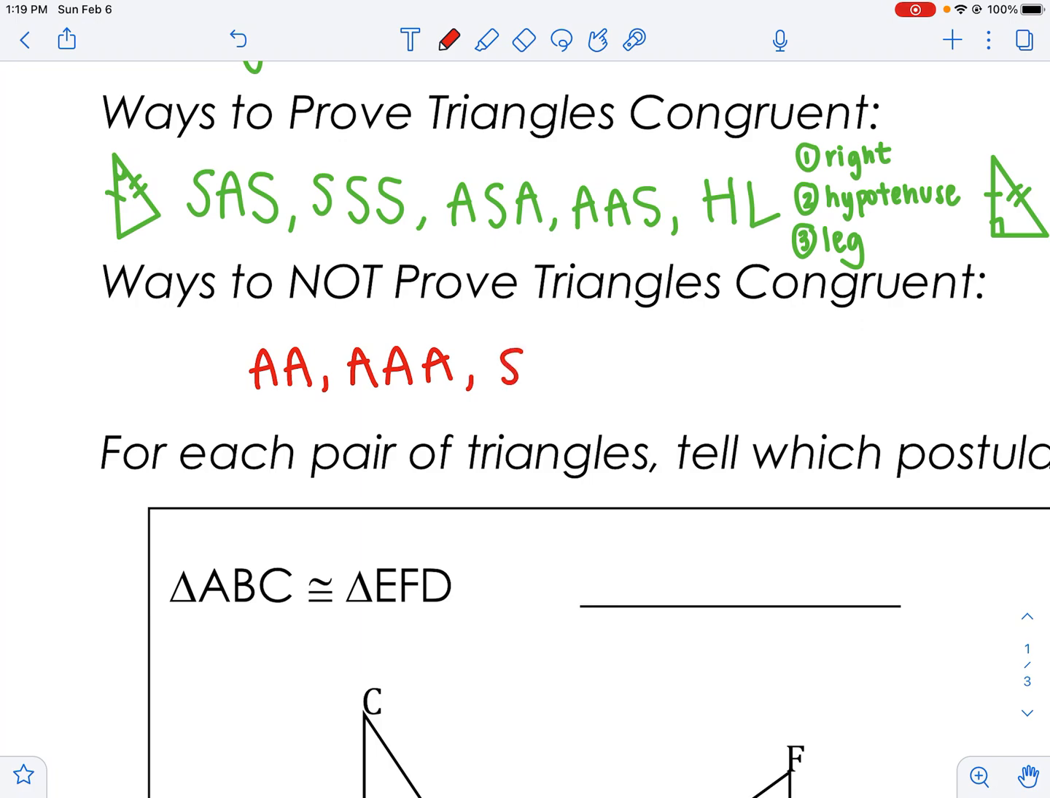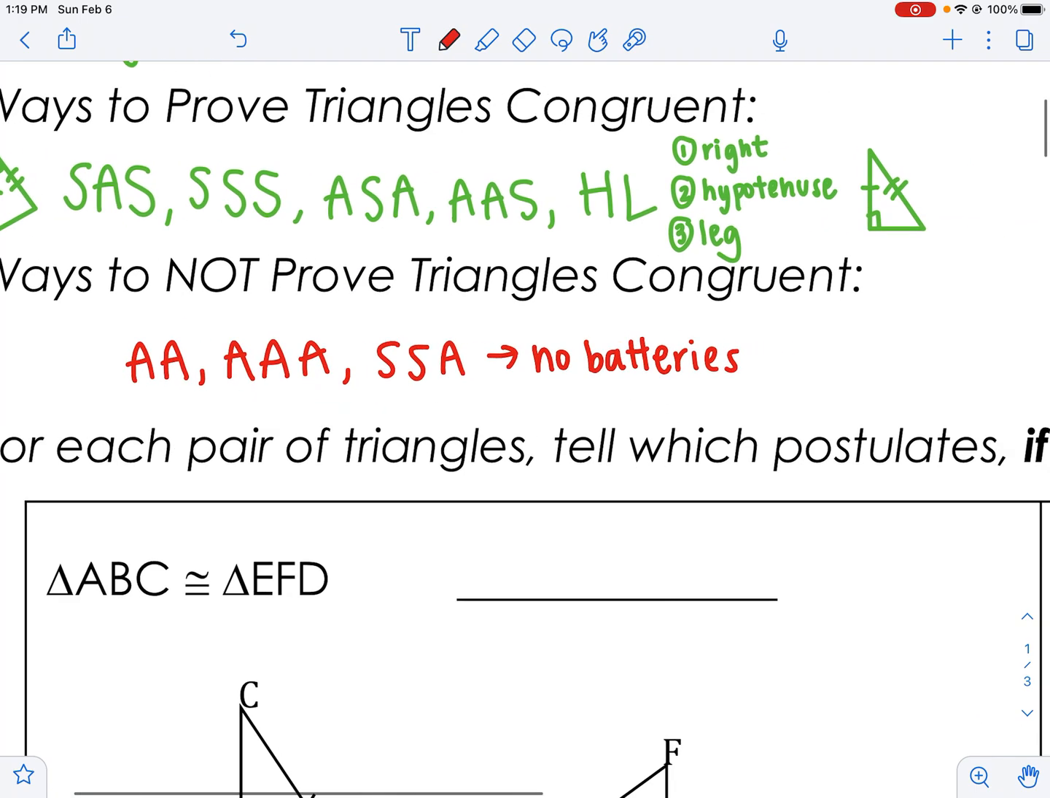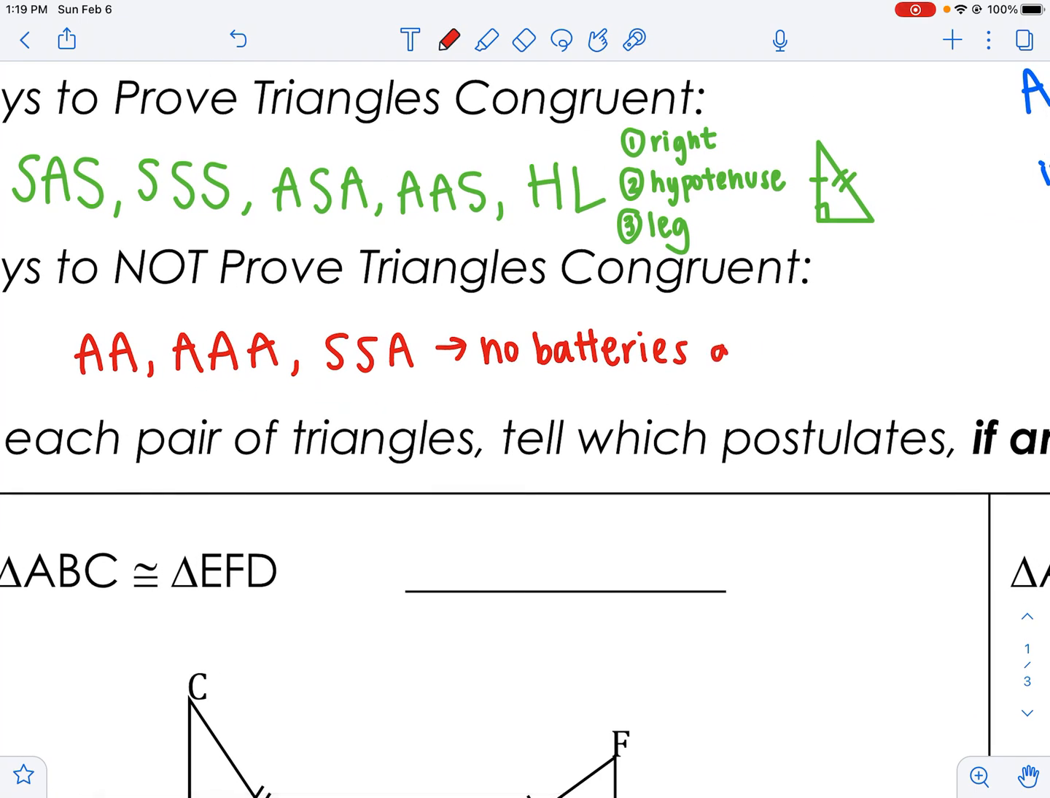And neither does side, side, angle. If you have two sets of ticks with an angle on the edge, that doesn't work. And our little phrase that we like to say in geometry is no batteries. So no double A's, no triple A's, and we also like to say no batteries and no buts.